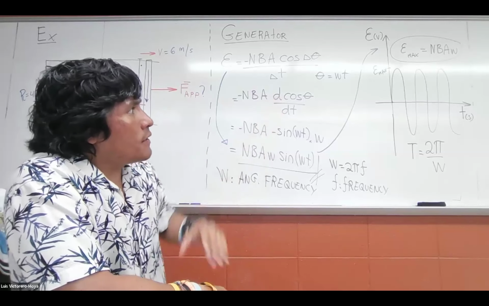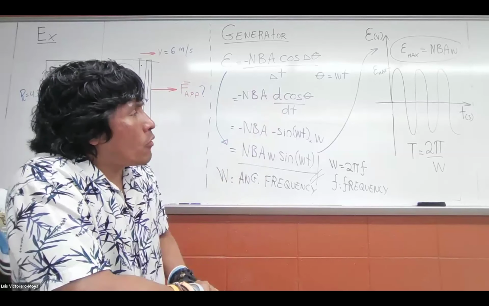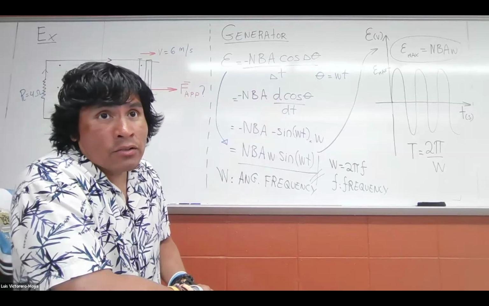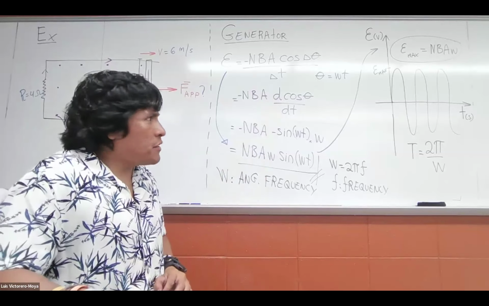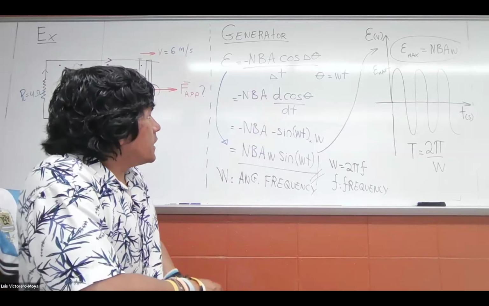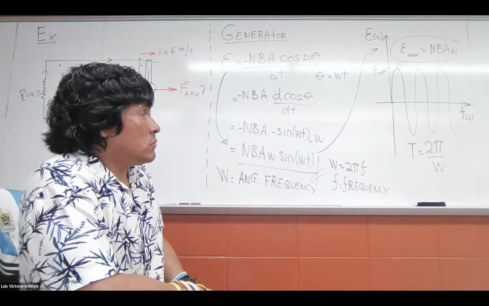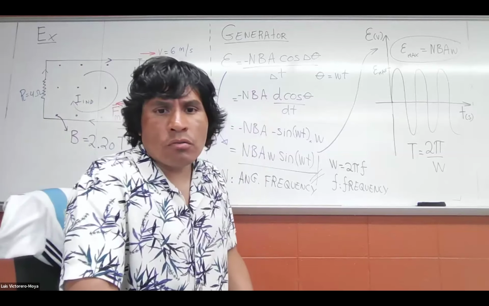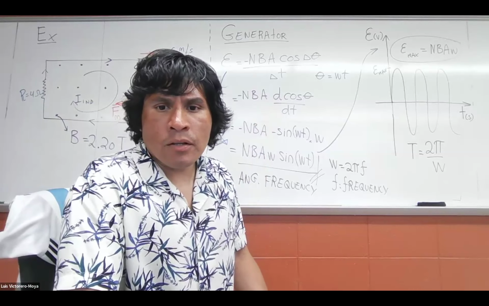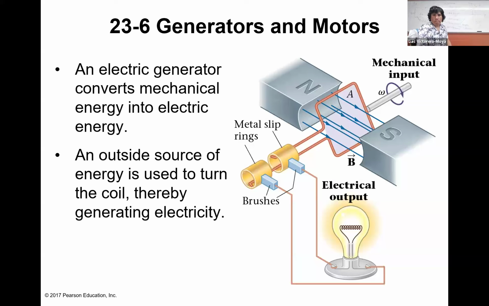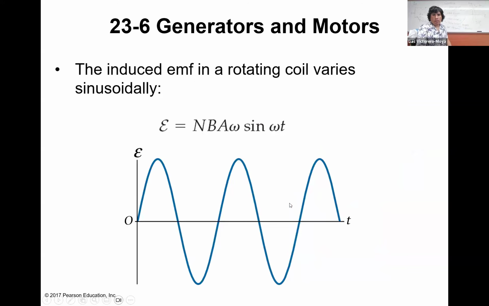So that is the type of voltage that you get when you use a generator. Okay. A few other things that you can find is the torque, right? And actually I can show you. Well, here. That's it, right? That's the equation there for a rotating coil.